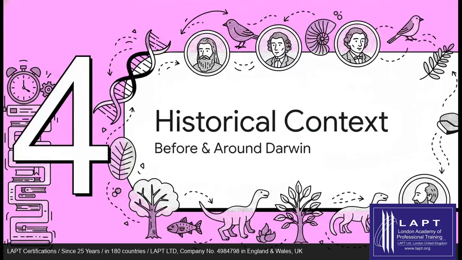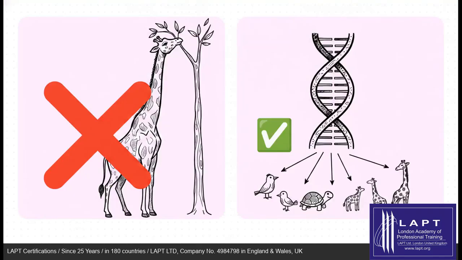Let's move backward in history to see how this builds. Section 4, before and around Darwin. Darwin definitely didn't develop these ideas in a vacuum. Long before him, a French naturalist named Jean-Baptiste Lamarck proposed that traits acquired during an organism's lifetime were passed on to their offspring. Think of it like this. If a giraffe stretched its neck a lot to reach high leaves, Lamarck thought its babies would automatically be born with long necks.